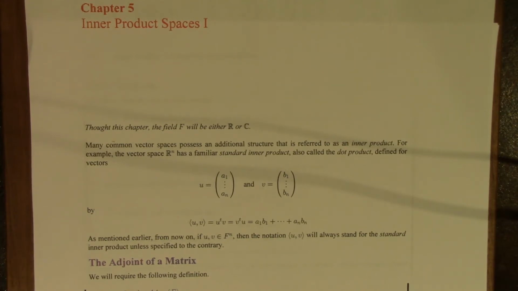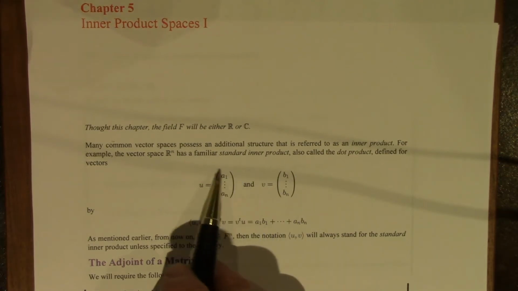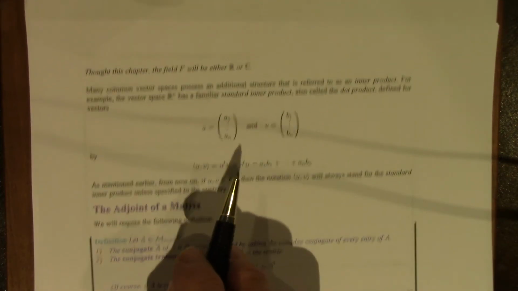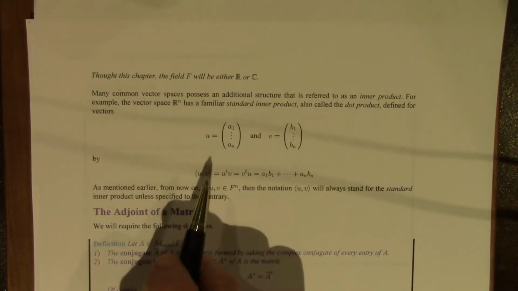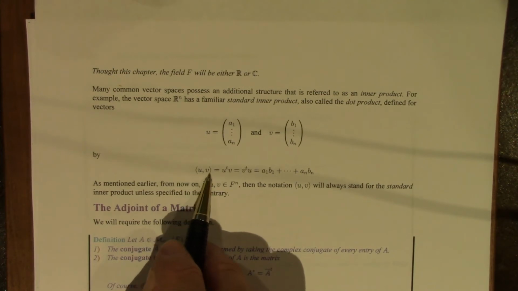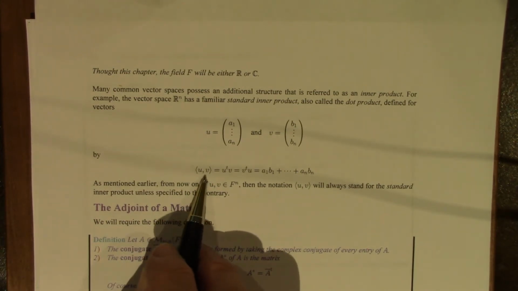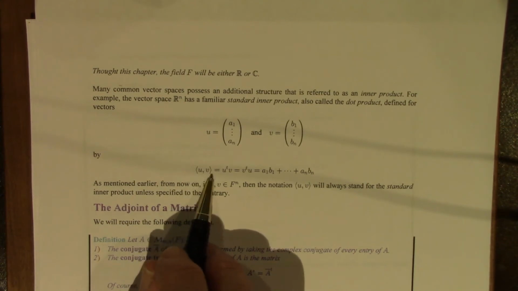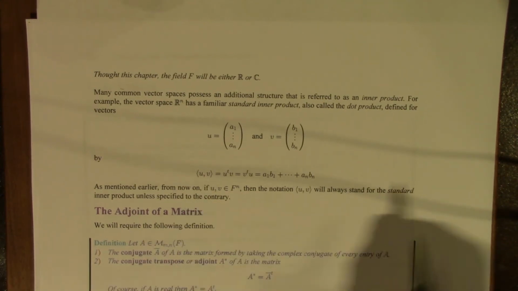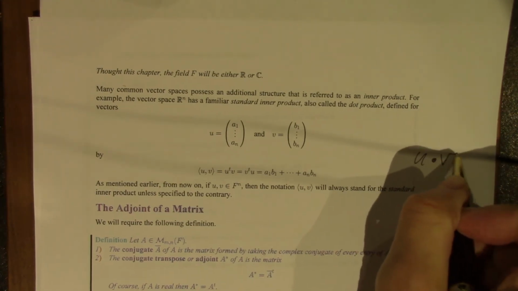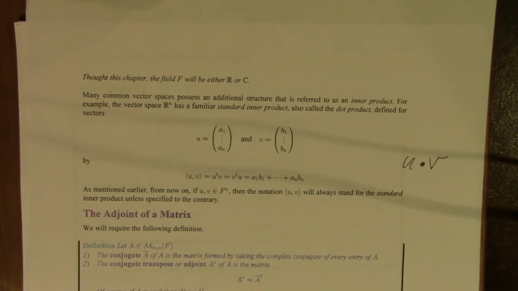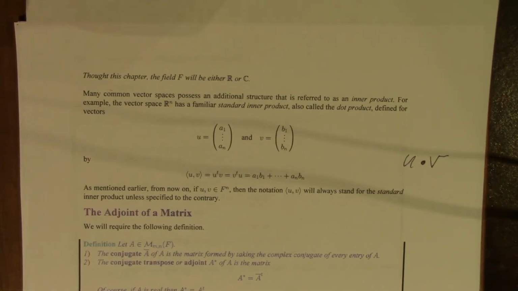You should be familiar already with at least one inner product, and that is the standard inner product or dot product on Rn. And it looks like this. If u and v are vectors in Rn, then the inner product ⟨u, v⟩, this is the notation we will use for inner product, the angle brackets with a comma in between. The dot product is sometimes denoted by u dot v as well, but I think we're going to avoid that notation.